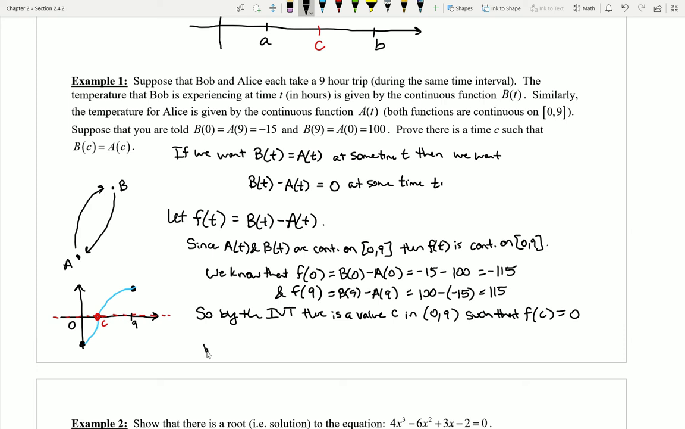But of course, if f of c is equal to 0, this means that b of c minus a of c spat out 0. That's what it means for this to turn into 0. And of course, that means that b of c is equal to a of c, which is exactly what we were hoping to show. So this is a really, really cool argument.